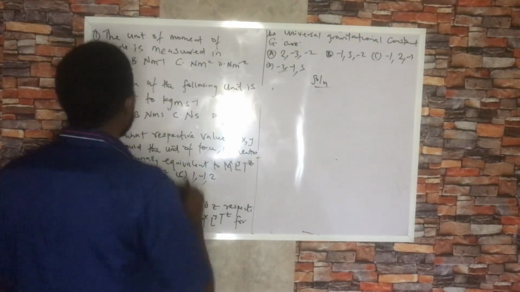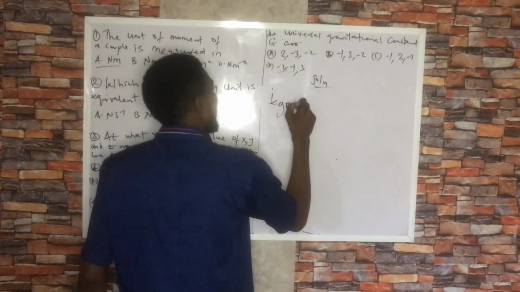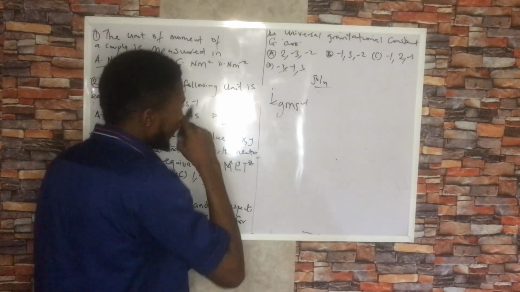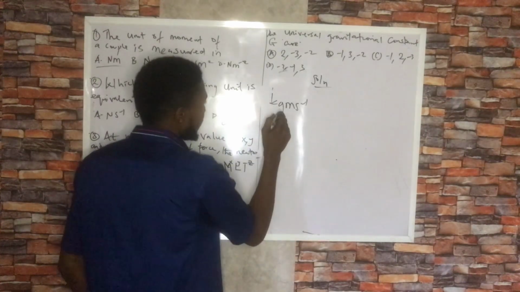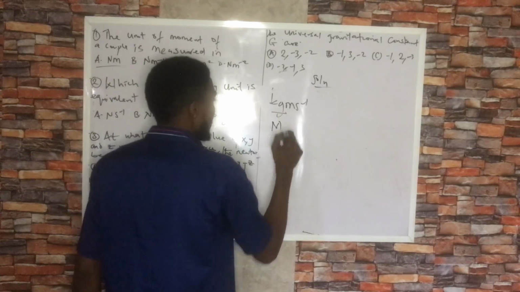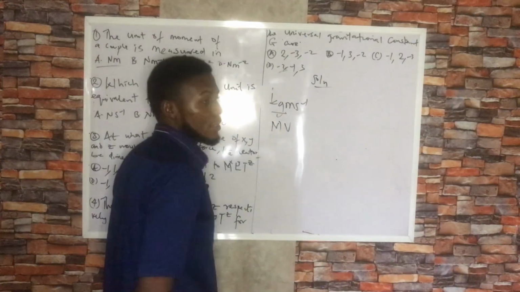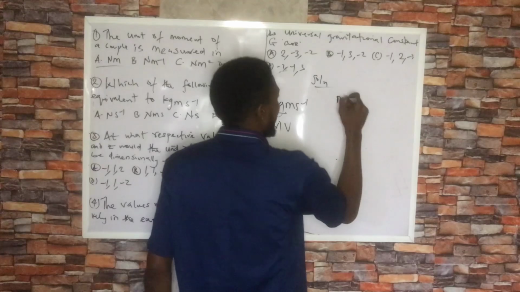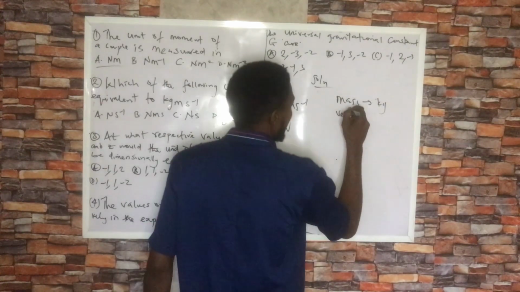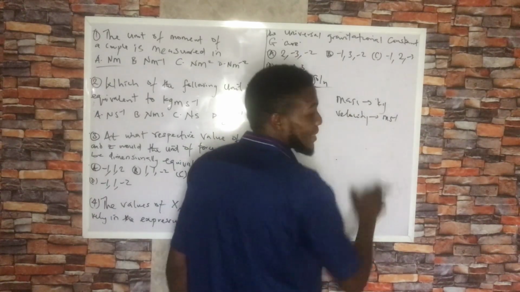So which of the following units is equivalent to kg m s raised to the power minus 1? First thing, to bring it out, we have the options. This is how to do it. We have kg, which is the symbolic unit for mass. Then we have meter per second, that is velocity. Remember, mass is measured in kg. The unit of velocity is meter per second, same as speed.